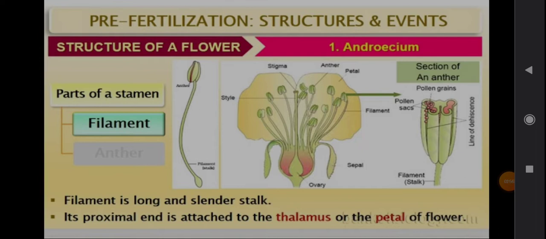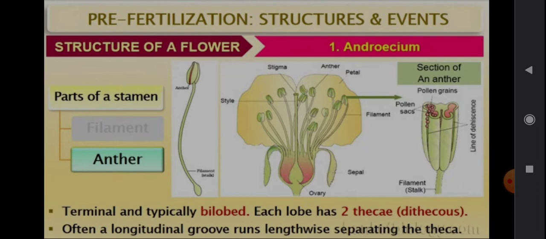Androecium, as I told you, is the male part. Mainly there are two parts, filament and anther. The filament is long. You can see in that picture that it is long and a somewhat bent stalk, and its proximal, its bottom portion, is attached to the thalamus or to the petal of the flower. The anther is typically bilobed at the terminal. You can observe at the top, bilobed means two lobes, and each lobe has two theca.